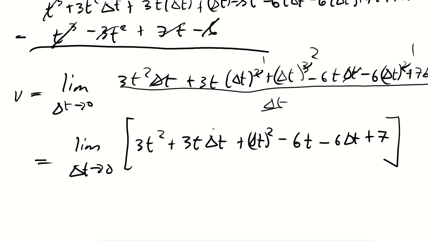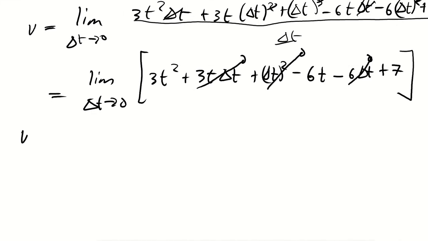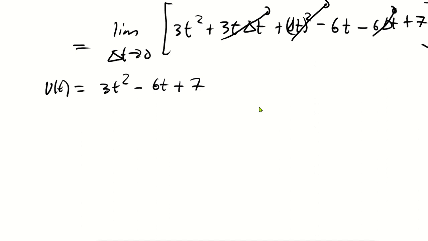Then we apply the limit. This will be equal to 0. This will be equal to 0. And this is also equal to 0. So what will be the remaining terms? What's the velocity in terms of t as a function of t? So v of t will be equal to 3t squared minus 6t plus 7. Now we know v of t. We can now solve for the acceleration.